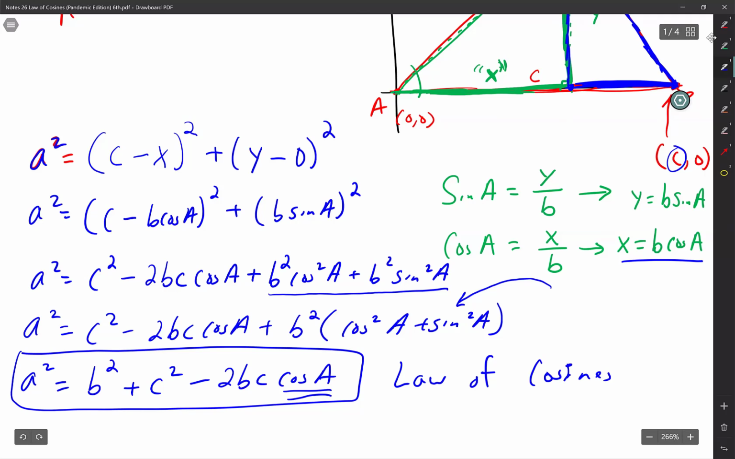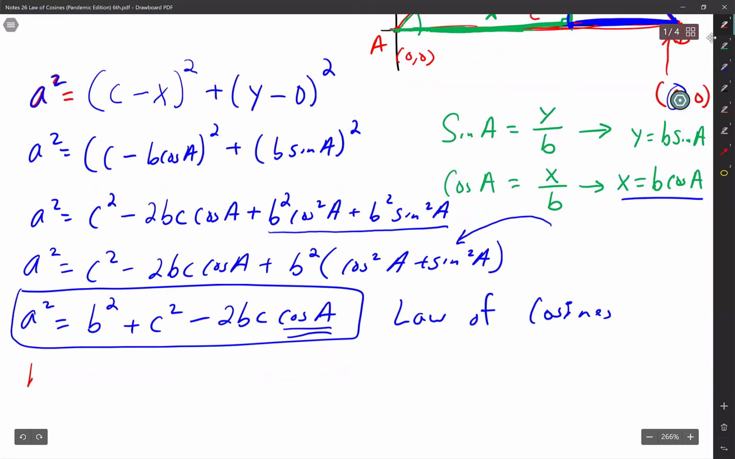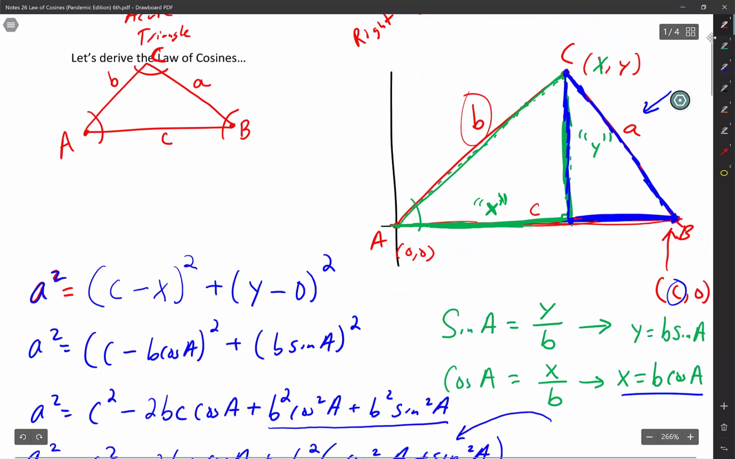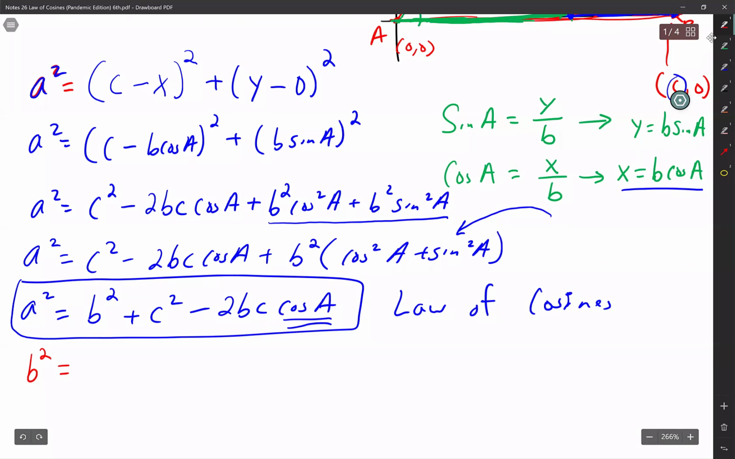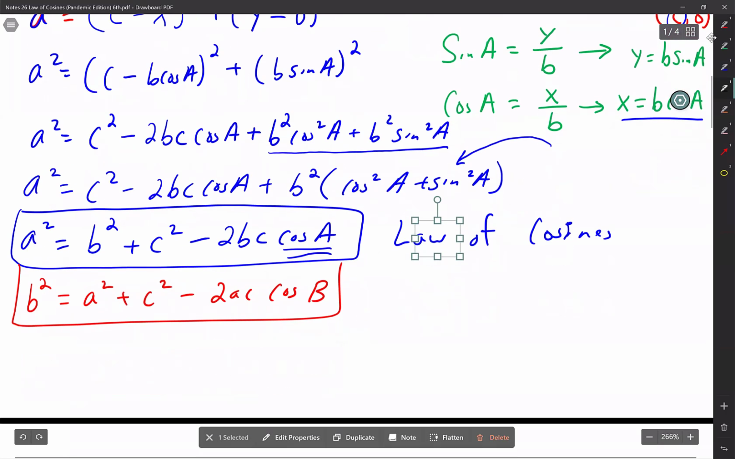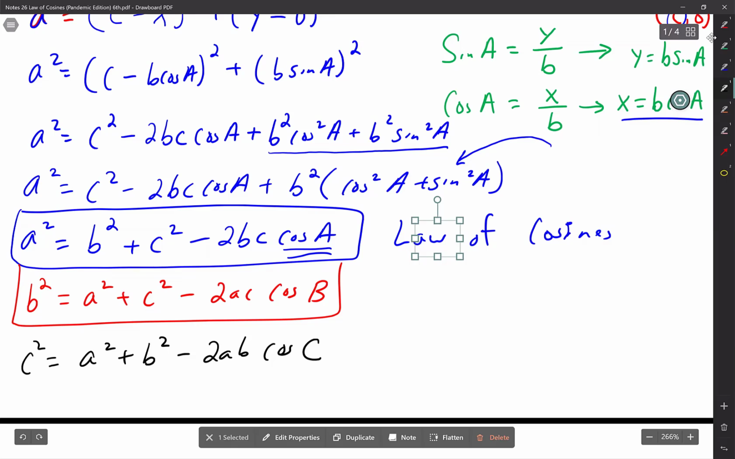If someone asks you, well, can you do it in terms of B? Yeah, you can do it in terms of any letter, guys. So let's go ahead and rewrite it. We're not going to do all this again because I can see some of you guys, this was torture. If I wanted to do it in terms of B, I could just write B squared equals A squared plus C squared minus 2AC cosine B. What about in terms of C? Yeah, you can do it in terms of any letter. C squared equals A squared plus B squared minus 2AB cosine C.